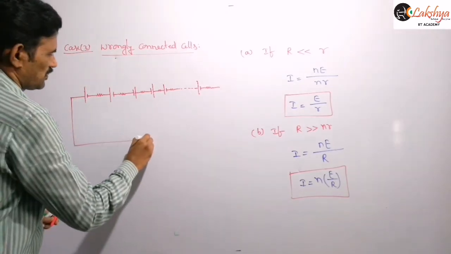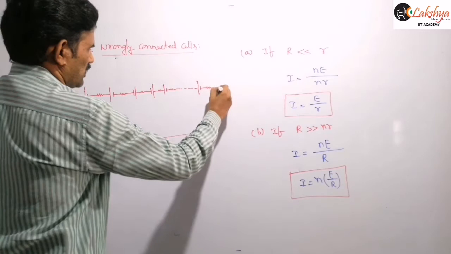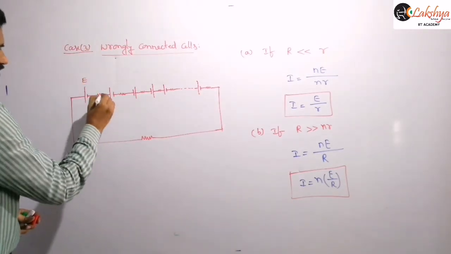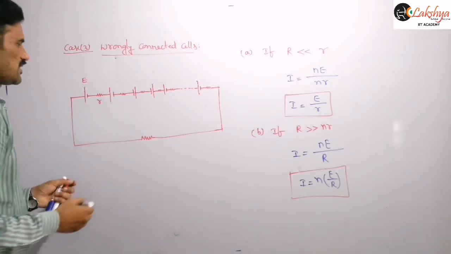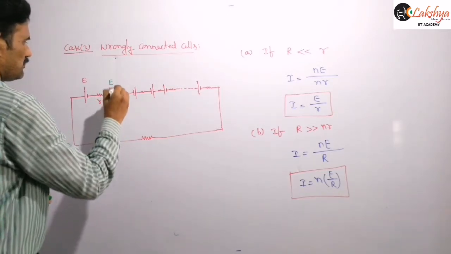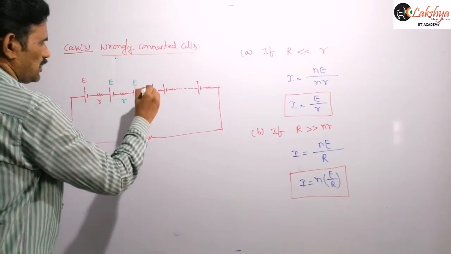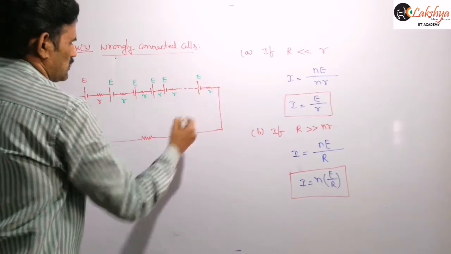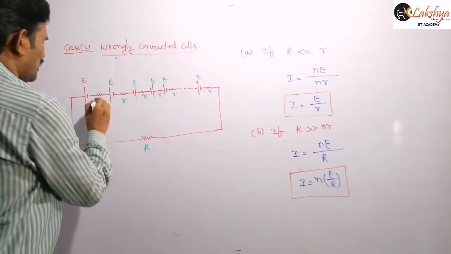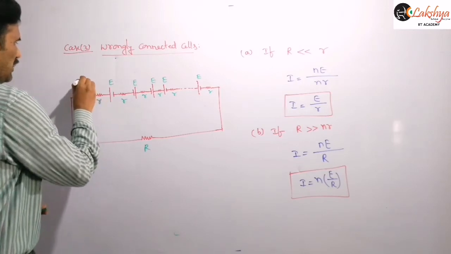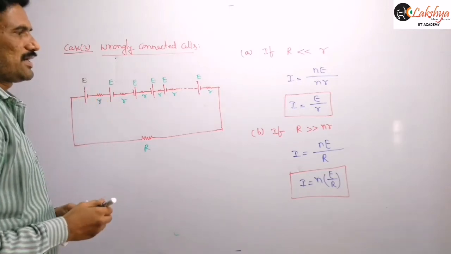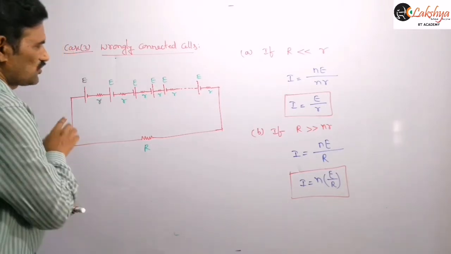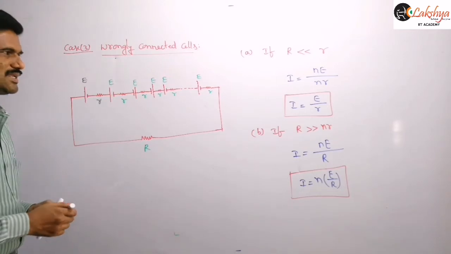So this is the circuit I am considering, and again let us assume n identical cells. Out of these identical cells, some of the cells are connected wrongly, so that the net EMF and the current flowing in the circuit will differ from the correctly connected combination. In this, I am drawing n cells.